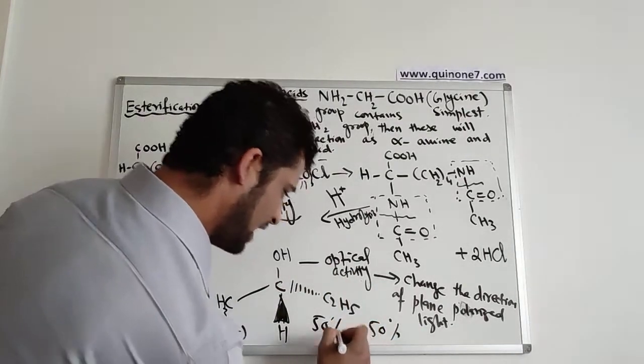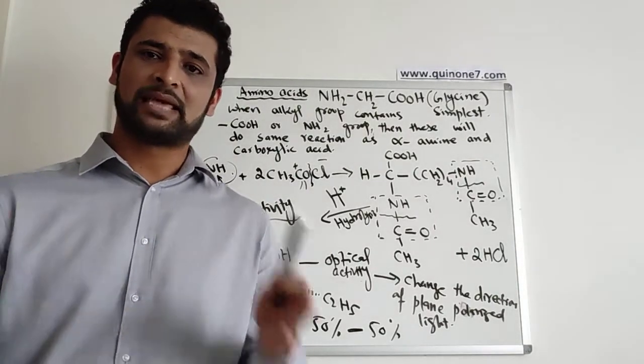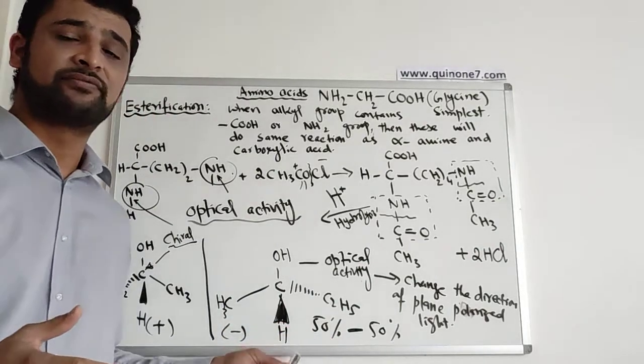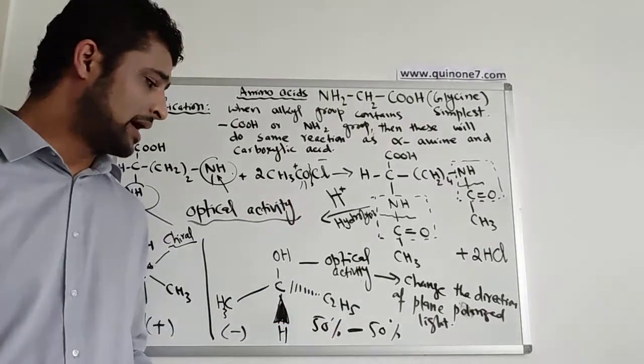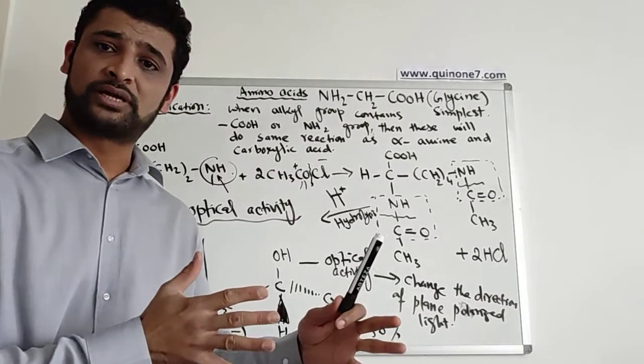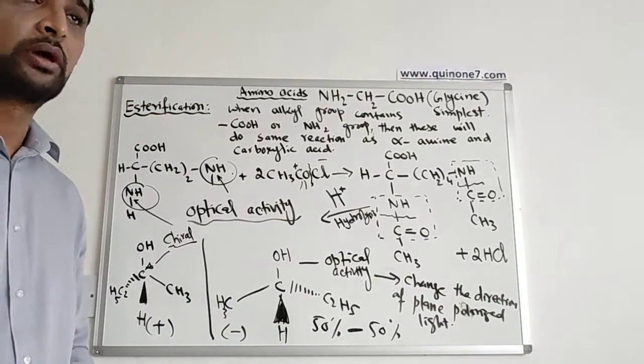So if you have two enantiomers which are present in the same concentration, that will be known as a racemic mixture, and that will turn half of the plane polarized light in one direction and half in the other, and that is called a racemic mixture.